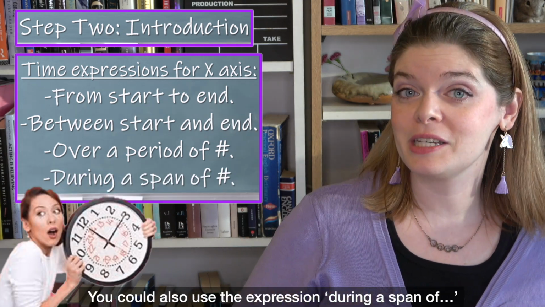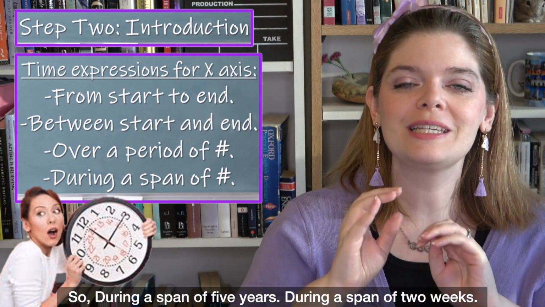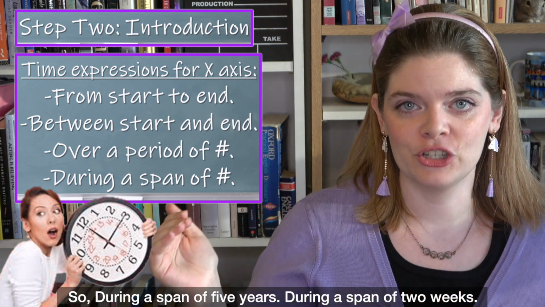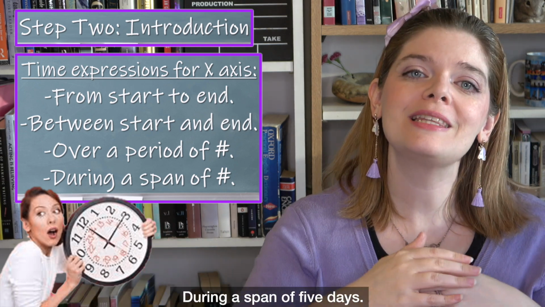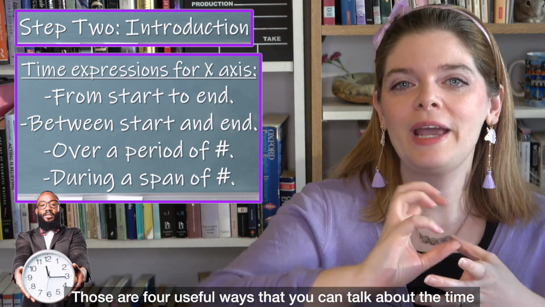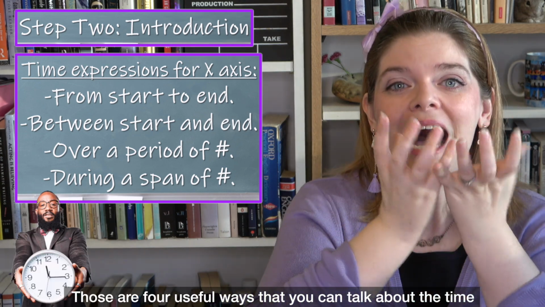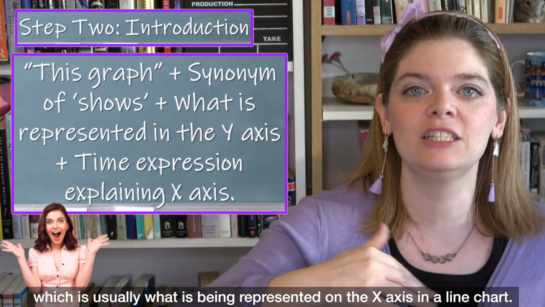You could also use the expression during a span of. So during a span of 5 years, during a span of 2 weeks, during the span of 5 days. Those are 4 useful ways that you can talk about the time, which is usually what is being represented on the x-axis in a line chart.